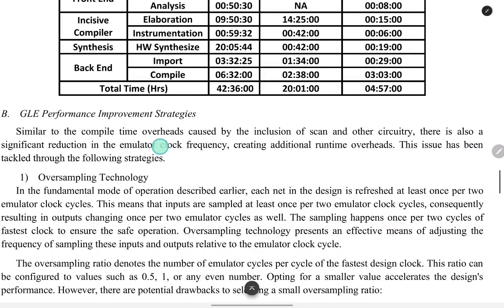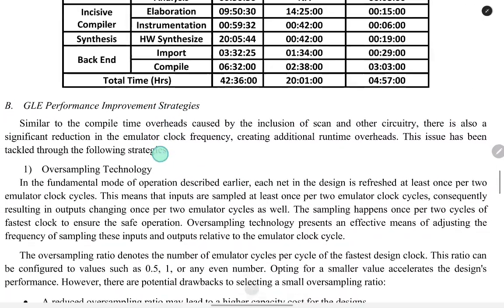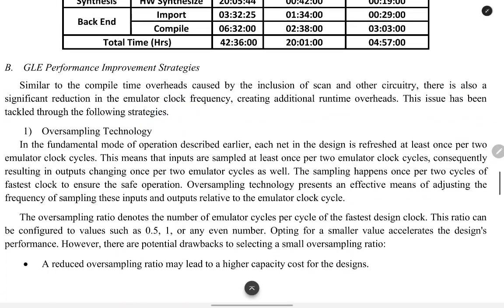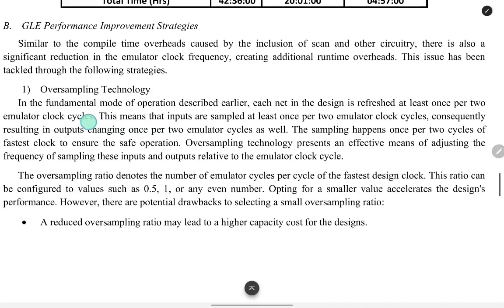B. GL performance improvement strategies. Similar to the compile time overhead caused by the inclusion of scan and other circuitry, there is also a significant reduction in the emulator clock frequency, creating additional runtime overhead. This issue has been tackled through the following strategies.